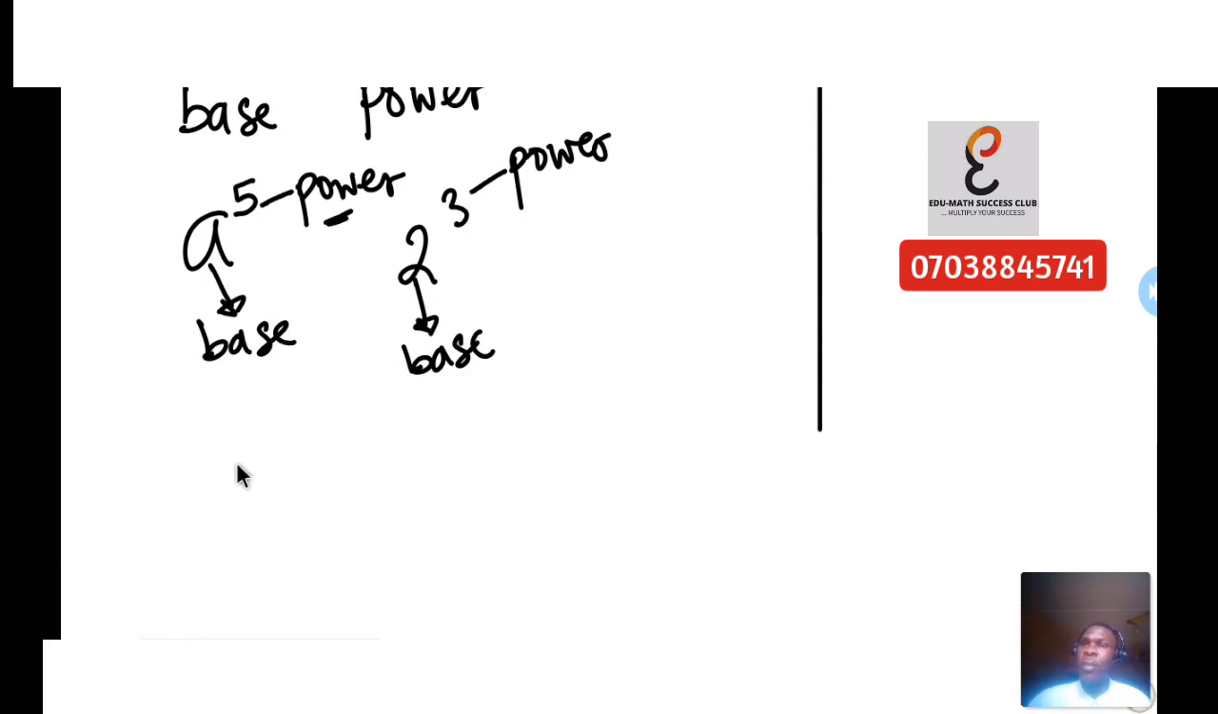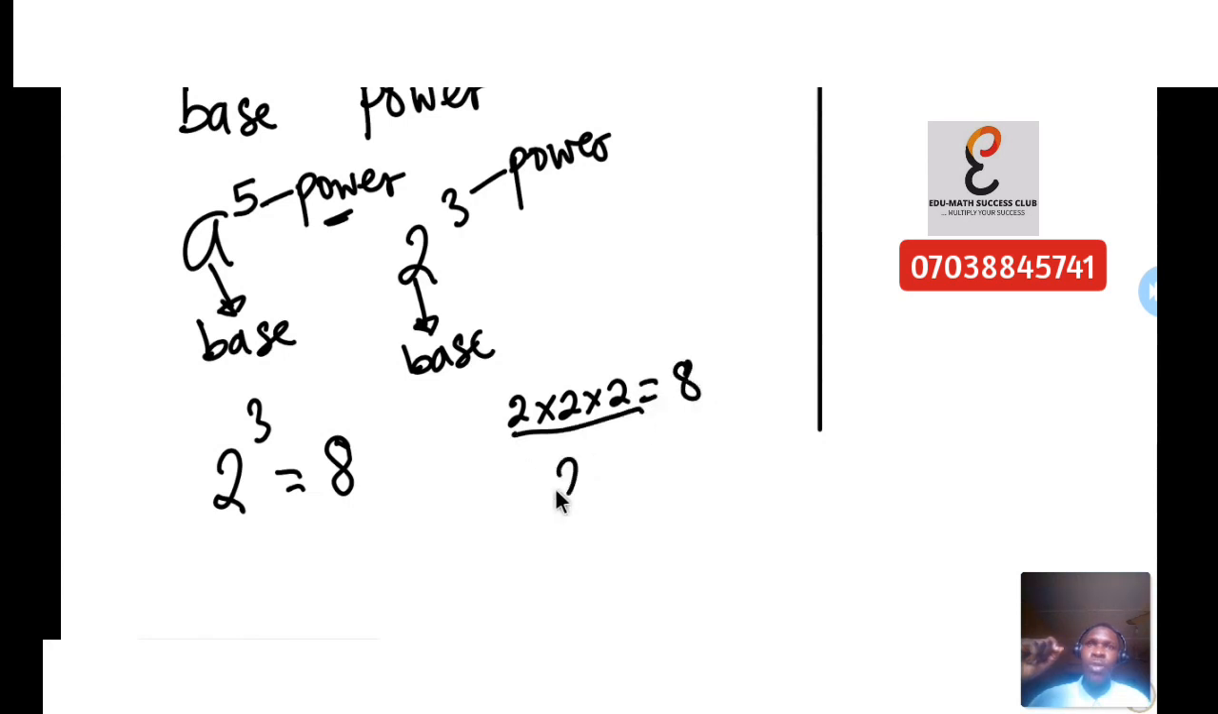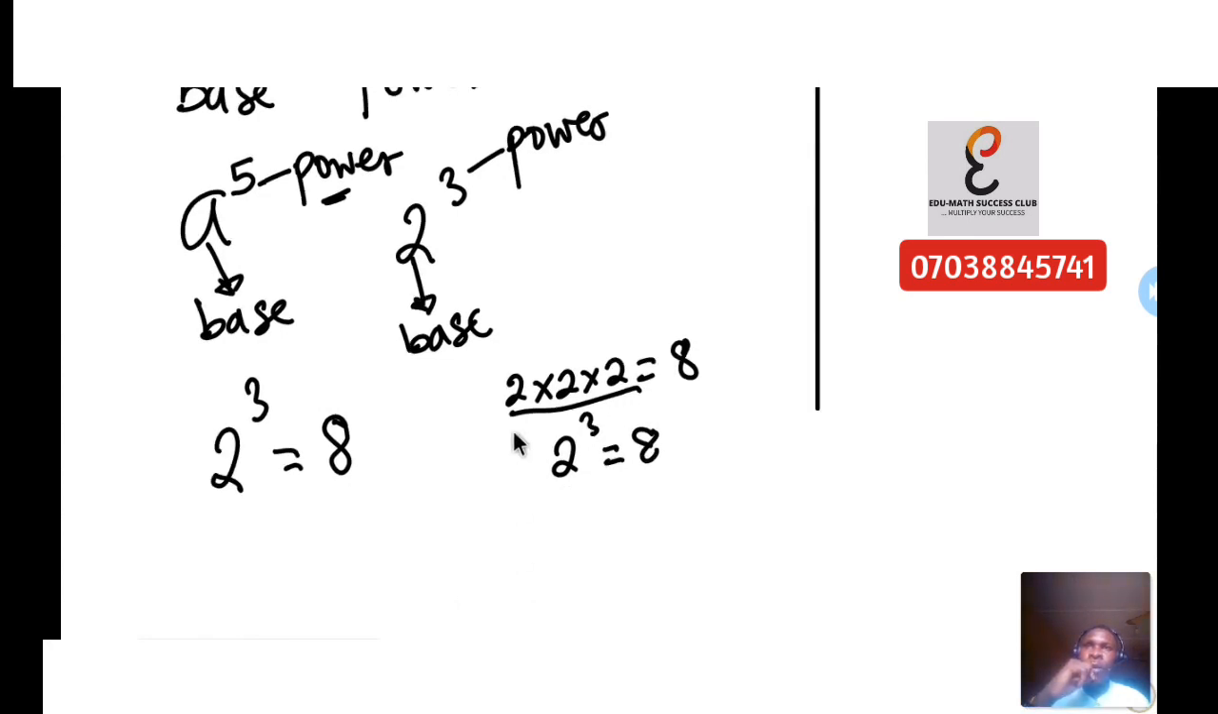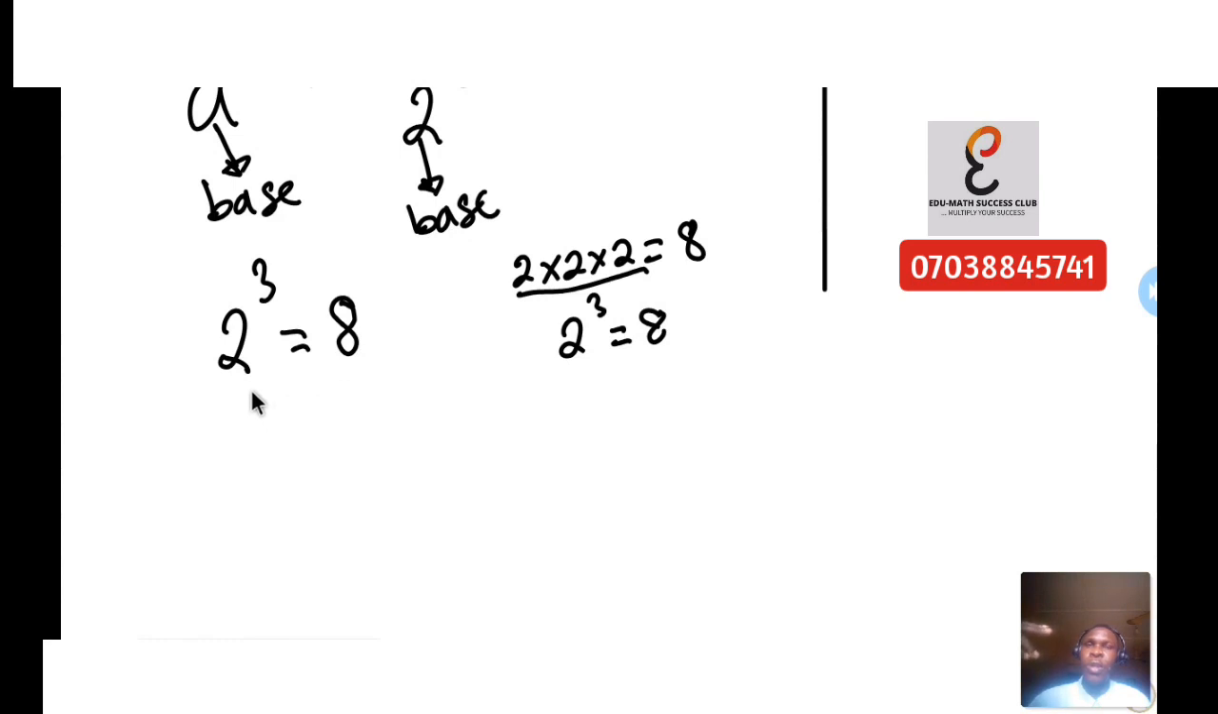Take this example. You have 2 raised to the power 3 is equal to 8. That's because 2 times 2 times 2 will give you 8. So you have 2 in 3 places. That's 2 raised to the power 3, which gives us 8. Now in terms of logarithm, you define logarithm as the number to which the base must be raised. Let's look for the base here. The base here is 2. This 3 is the power. So we have known the base and we have known the power. Now this 8 is the number that we are trying to get.